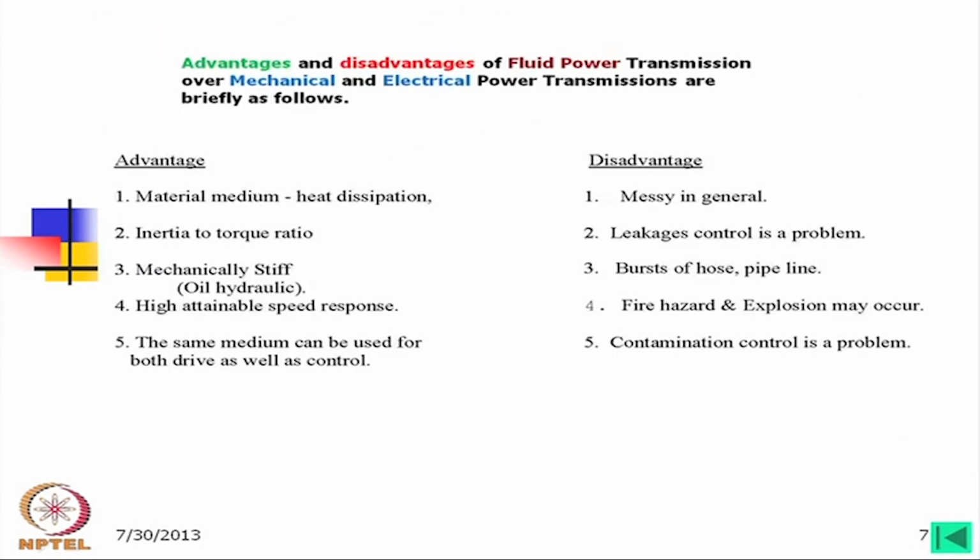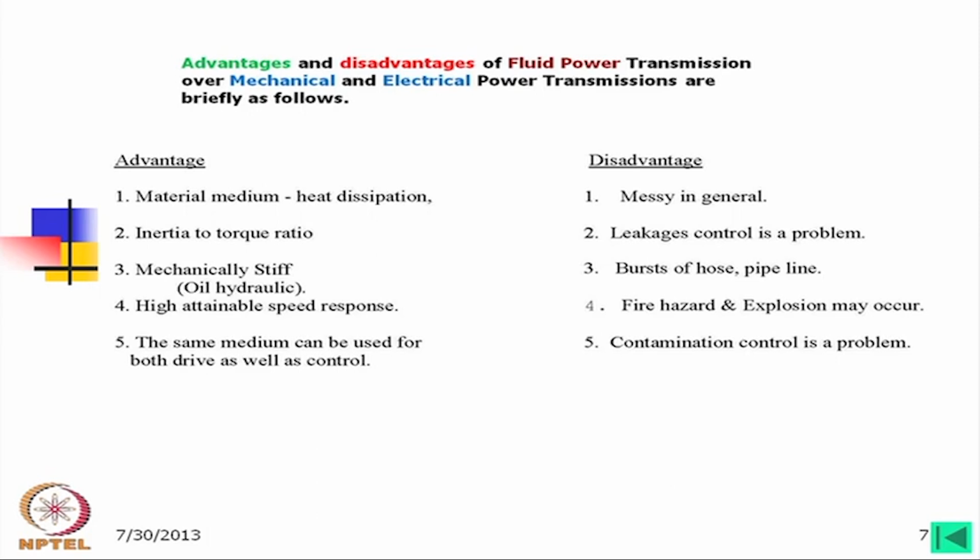Now, we should look into what are the advantages and disadvantages of fluid power transmission over mechanical and electrical power transmission. Briefly, the advantages are: first, material, medium and heat dissipation. Heat can be dissipated easily through the body because the fluid is spread all over the cavity inside.